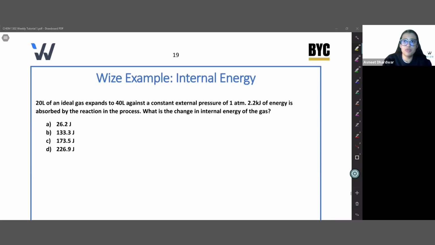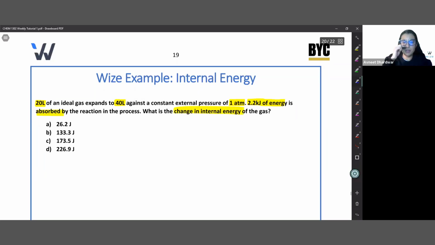So what I'll do is I'll first just write out the variables we know. We have 20 liters of an ideal gas expanding to 40 liters. Those are both volumes. And there's a constant external pressure of 1 atm. It also tells us how much energy is being absorbed by the reaction, and it wants to know what the change in internal energy is.